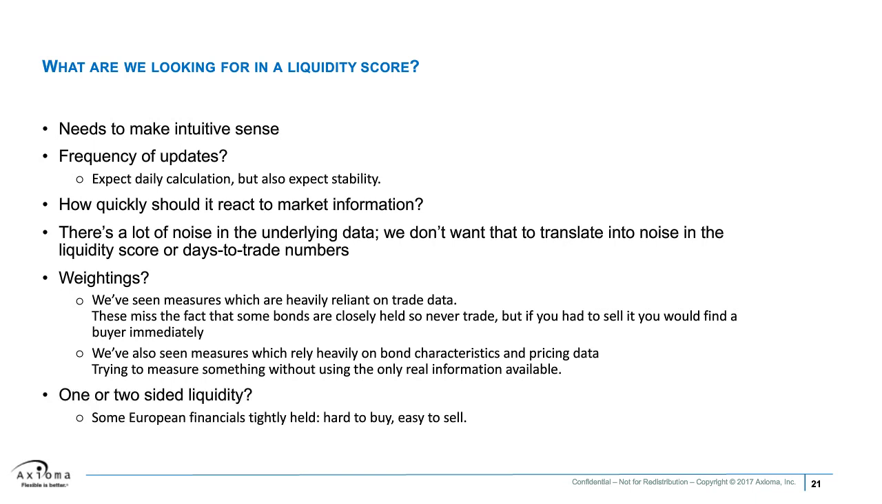How about one or two-sided liquidity? Well, I think it's a little optimistic to expect to get a separate liquidity score for the buy and for the sell side of a position, but it should be taken into account, and perhaps there needs to be some penalization where bonds are trading one-sidedly. So, for example, for some European financials which are tightly held by asset owners with a long time horizon, they might be very hard to buy, but if they wanted to sell, they'd be easy to sell.